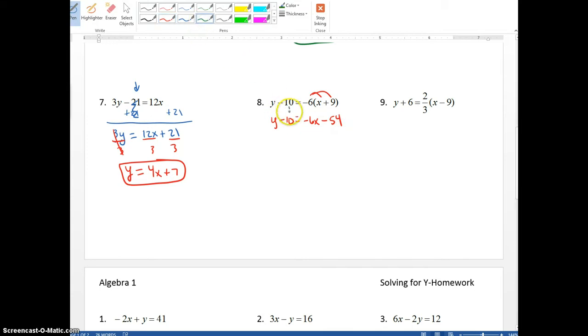Well, now I have to get rid of the 10. How do I get rid of it? Since it's negative, I add it. But does it have a like term on the other side? Are 6x and 10 like terms? No. Negative 54 and 10, are they like terms? Yes. Line them up and add or subtract them vertically. So we bring down the negative 6x, negative 54 plus 10, negative 44.